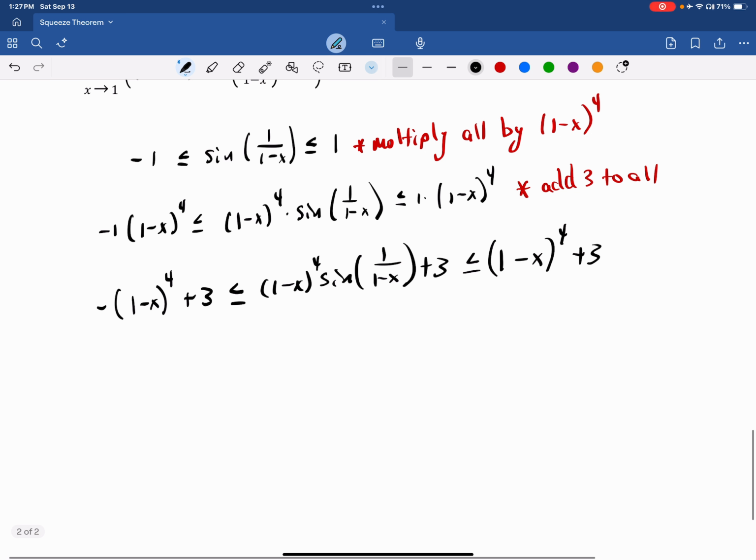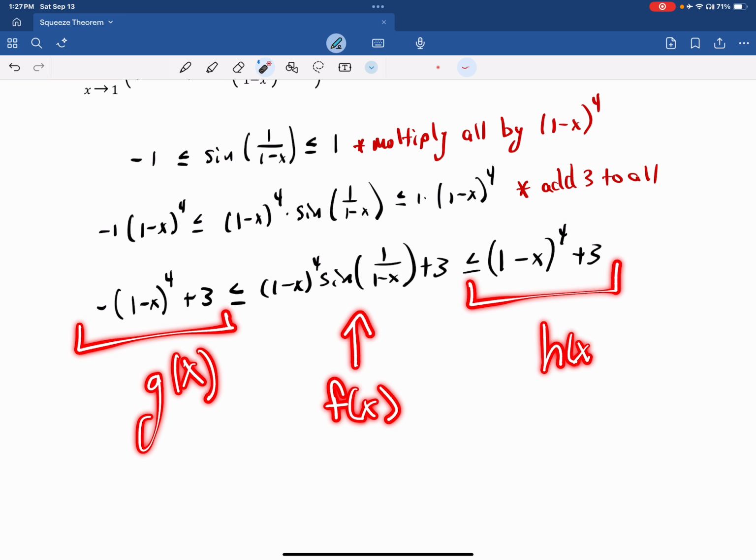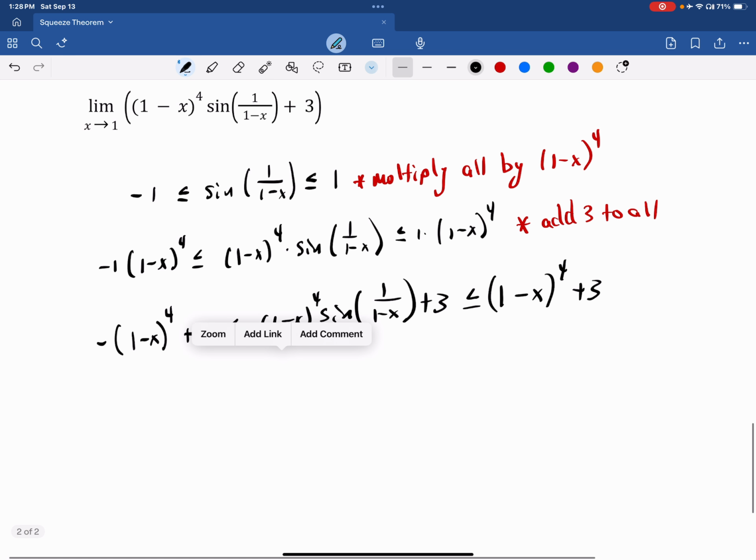And now, notice we have a lower function. We have a higher function in our middle function. So this would be f of x in the squeeze theorem. This one would be g of x, and this one would be h of x. We have three different functions here, and we have one function that's bound by the other two. So if this inequality is true for all x, which it is, then we know that the limits of these functions has to be true as well.